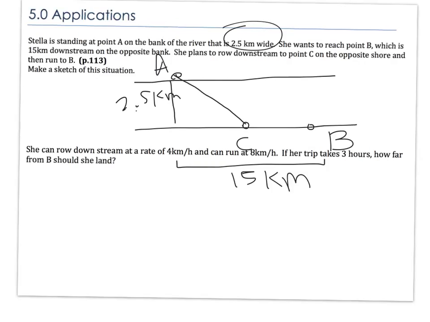Down here below it says that she can row downstream at a rate. So it's giving us a speed. And we know rate is related to time and distance. We know this from just the standard formula, distance equals rate times time. So if I wanted to isolate my rate, I can divide both sides by time, and I know that distance divided by time is my rate.